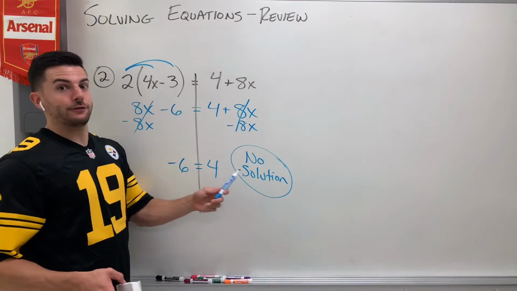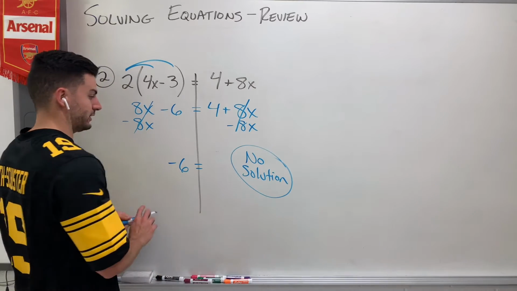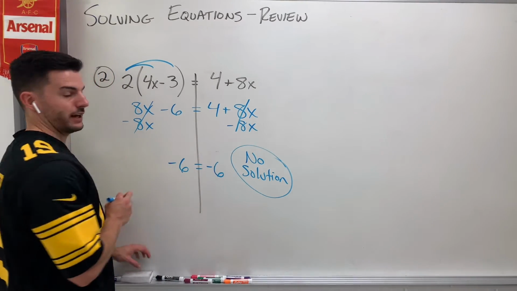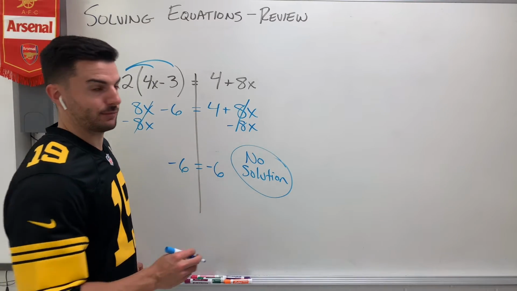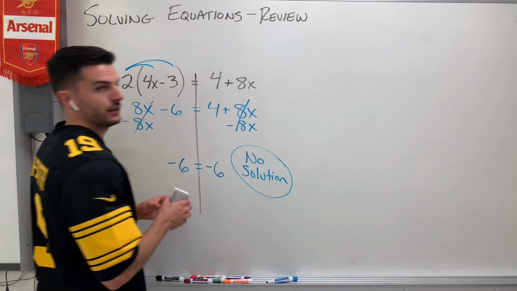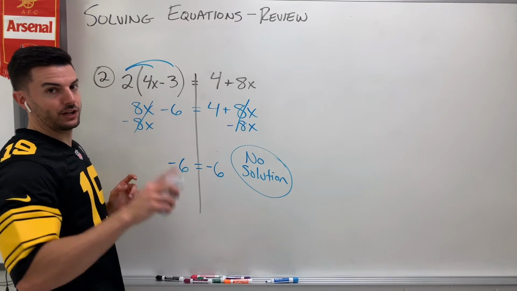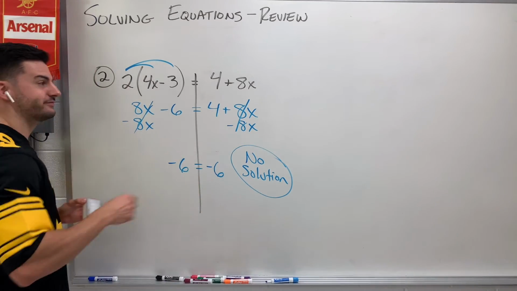And again, if it was all real numbers, it would say not negative 6 equals 4, but negative 6 equals itself. That is when it's all real numbers. But no solution is something equal to something else. So there's number 2. Hope that makes sense. Two more, and then we're done, and you can get going on the review homework and practice more yourself.